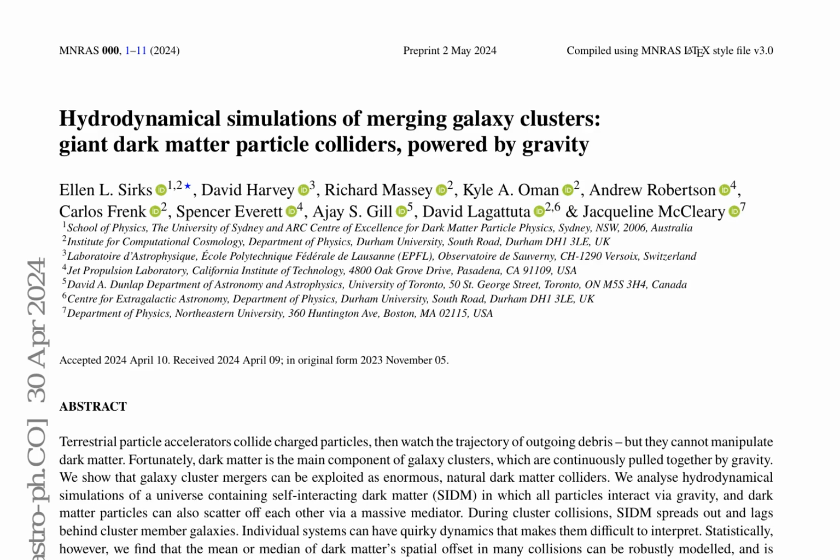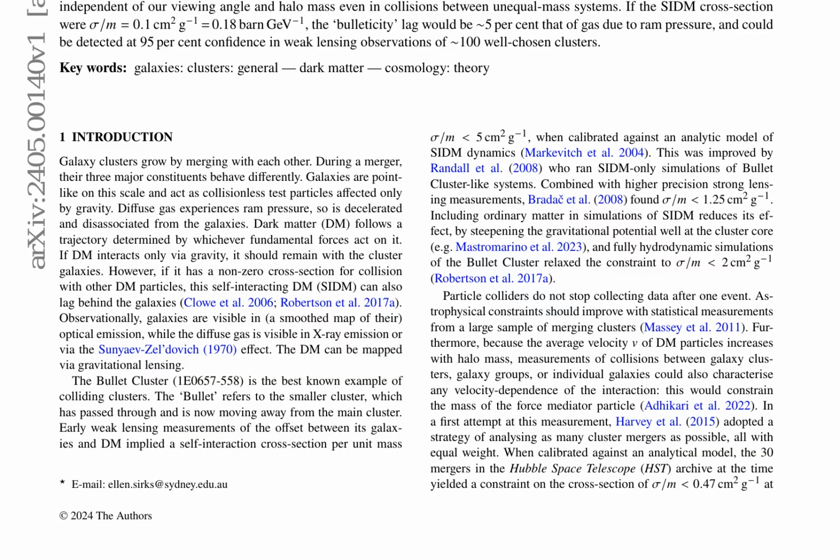This study leverages hydrodynamical simulations of merging galaxy clusters to probe the potential of these natural dark matter colliders for measuring the interaction cross-section between dark matter particles. The Bahamas suite of cosmological simulations is employed, incorporating both self-interacting dark matter, SIDM, and ordinary matter in a universe with a massive mediator particle. Simulations are run with varying DM interaction strengths, spanning the range of empirically allowed cross-sections.